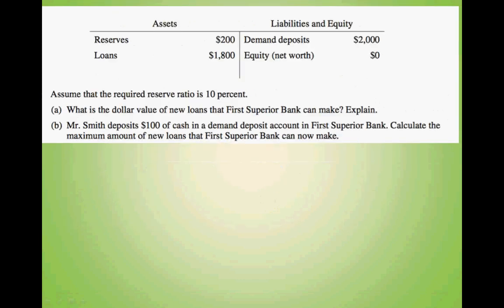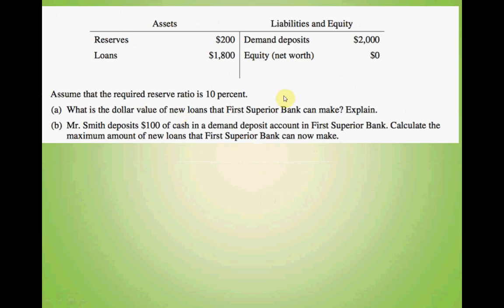But don't worry, Mr. Smith comes to the rescue. Mr. Smith, a new bank customer, deposits $100 of cash into a demand deposit account at First Superior Bank. Calculate the maximum amount of new loans that First Superior Bank can now make. All right, this should be pretty straightforward.